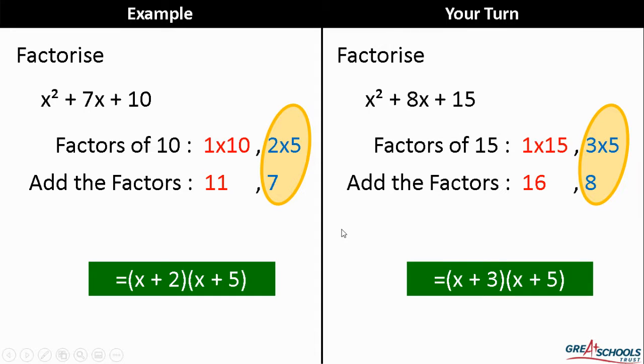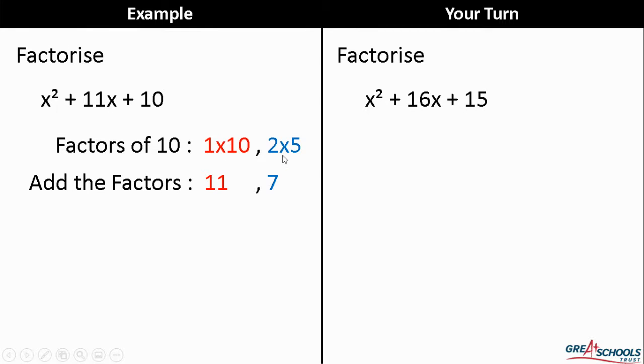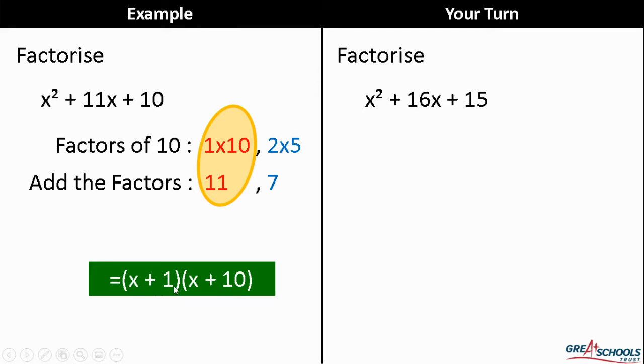Okay. Right. Here are two more. I'll work through this first one quite quickly, and then I want you to have a go at the other one. So if we work through this, 1 and 10 gives me 10, and 2 and 5. Same as before. This time, however, we want 11. Now 1 plus 10 is 11, 2 plus 5 is 7. So this time I'm looking at these two factors here, the 1 and 10. So here we go. Here's my final thing, x plus 1, x plus 10.